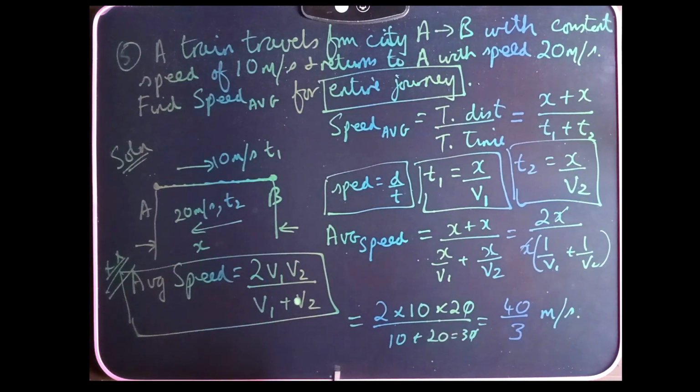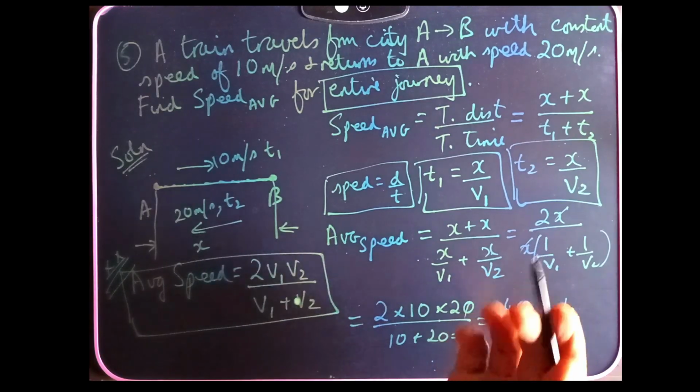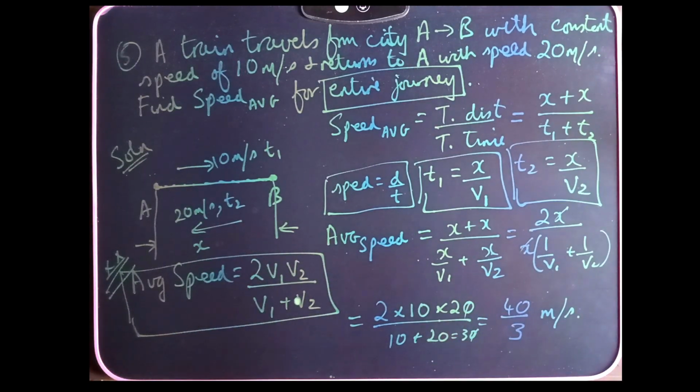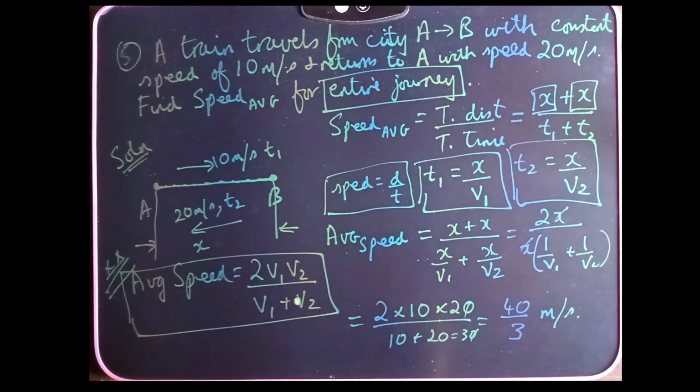So if a particle covers equal distance, what happens here? The particle covers equal distances with different velocities. Then the average velocity is given by this formula. That means distance is the same. In the earlier case, time was equal and there was a different formula. When distance is the same, you can use this formula directly to find the average speed. So if you have noted this down, I'll move forward to the next question.